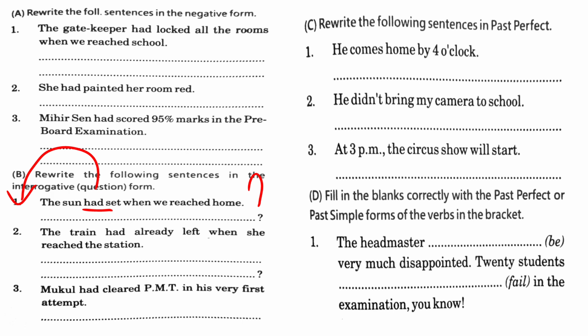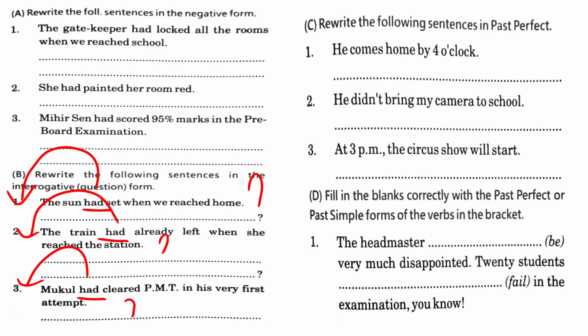The train had already left when she reached the station. Simple. Bring this here. Had the train already left when she reached the station? Question mark. Mukul had cleared PMT in his very first attempt. Simply bring it forward. Had Mukul cleared PMT in his very first attempt? Question mark. Moving on to the next question.